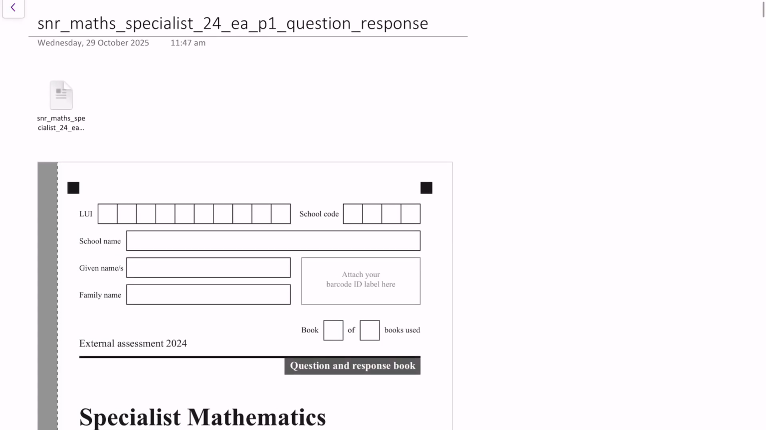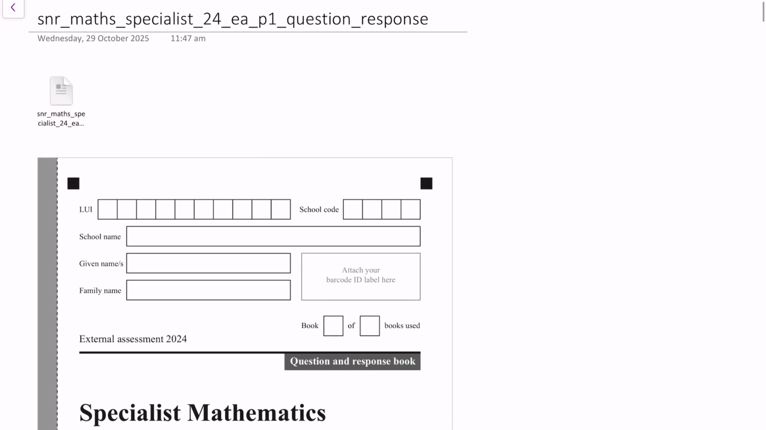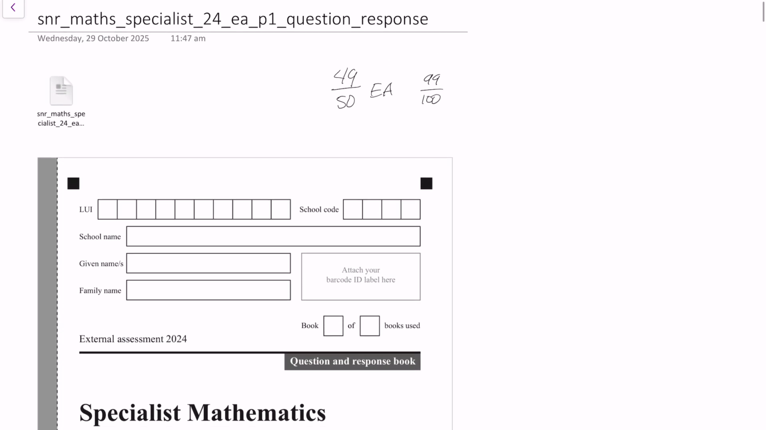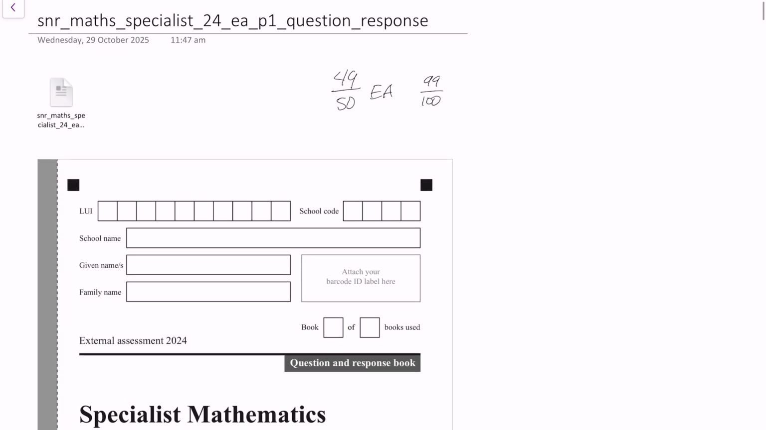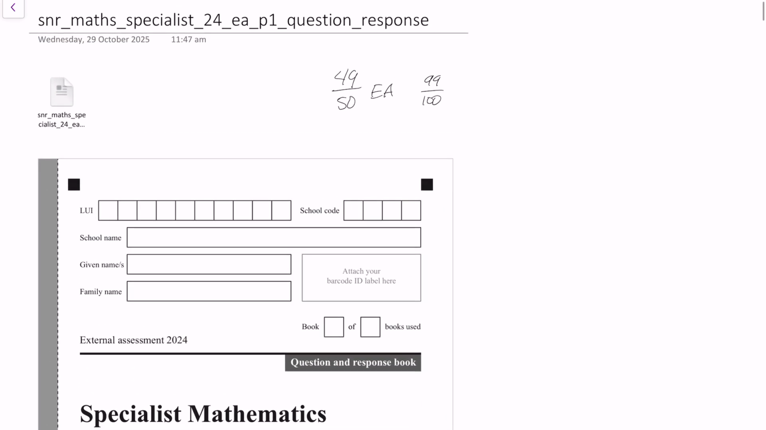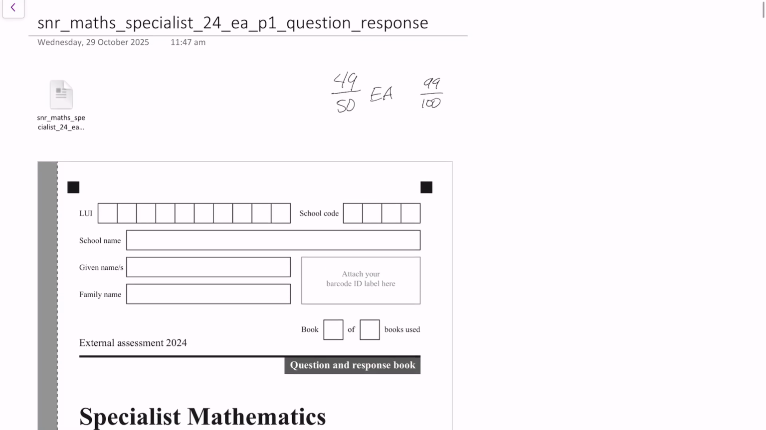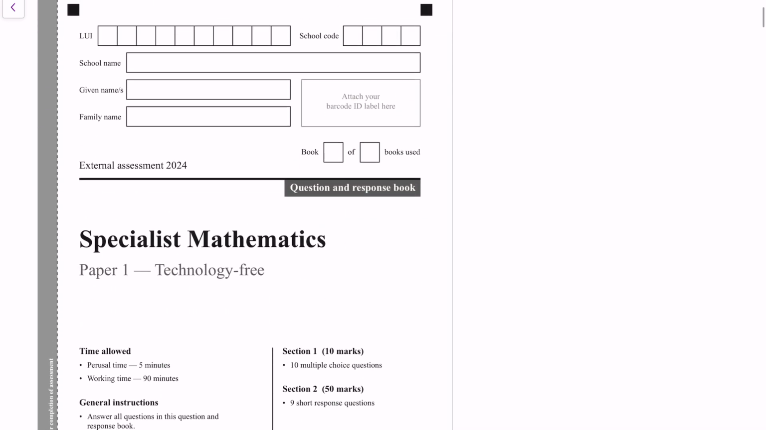I graduated year 12 in 2024, and for specialist mathematics, I got a 49 out of 50 in my EA and a 99 out of 100 overall for specialists. And I'm here today to go through my paper for last year, the paper 1 tech free question and response book. And basically, I'll be going through my thought process so I can hopefully help some of you guys to understand some tips and tricks on how to solve these sorts of problems.